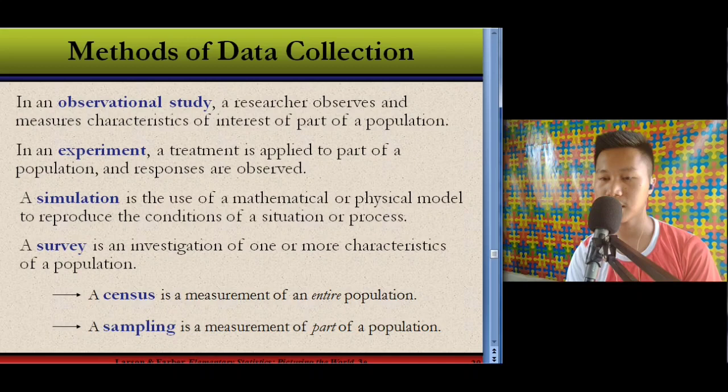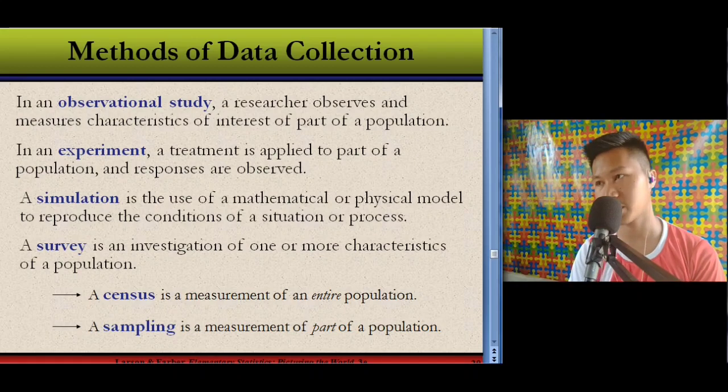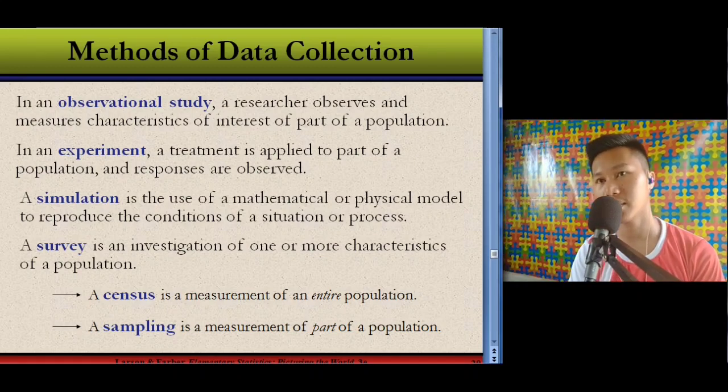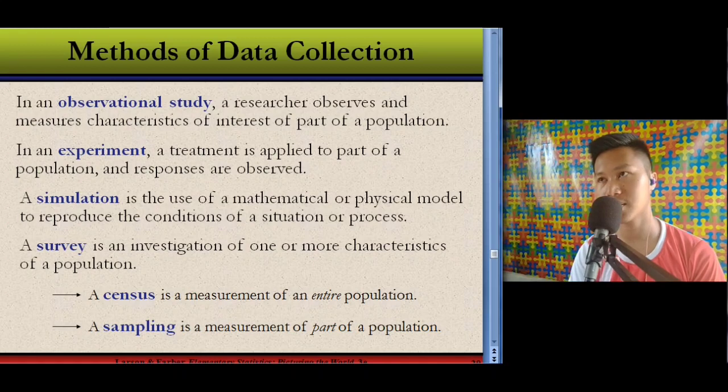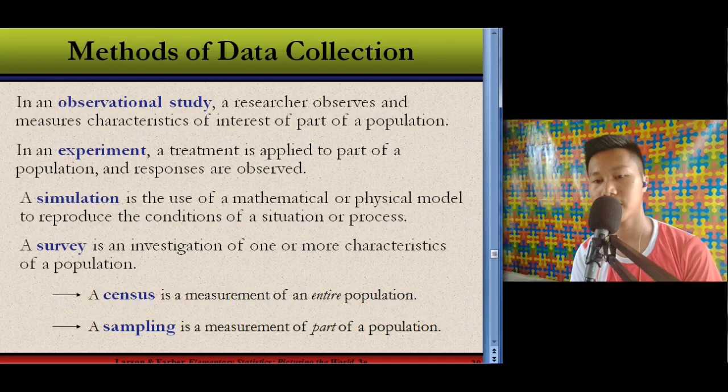So, observational study, a researcher observes. From the term itself, observe na gani. Imo lang i-observe ang imo focus group in order for you to collect your data. Simple as that, through observation. And for the next one is experiment. So a treatment is applied.